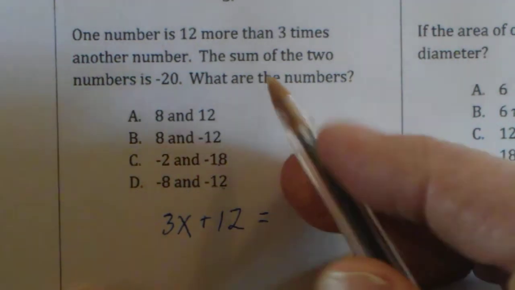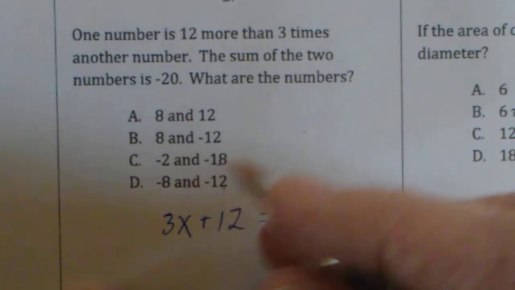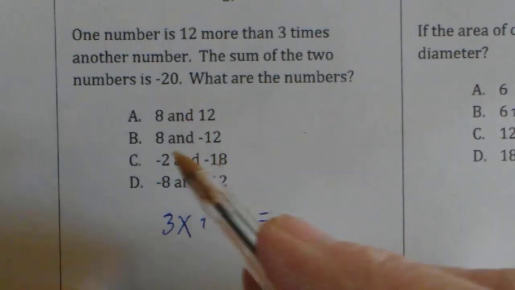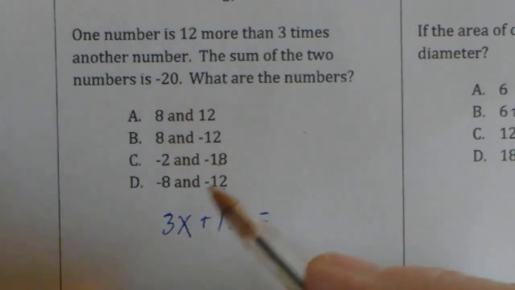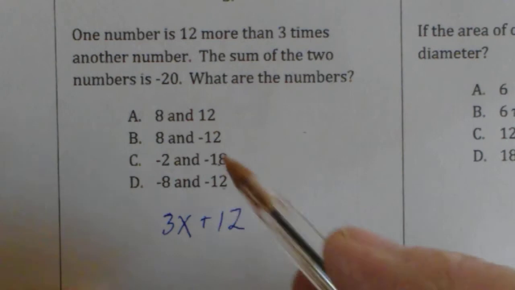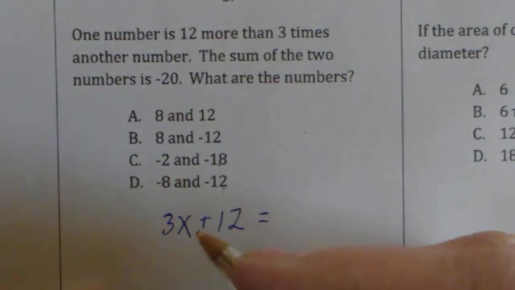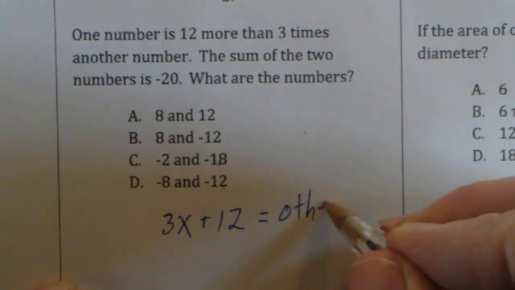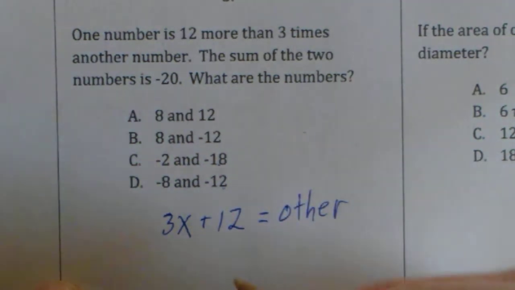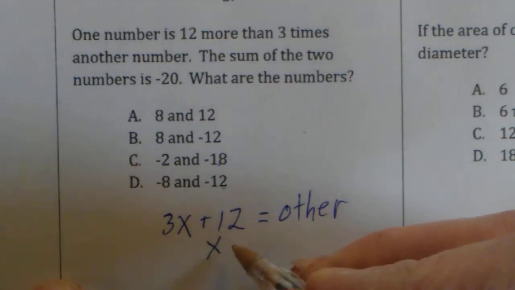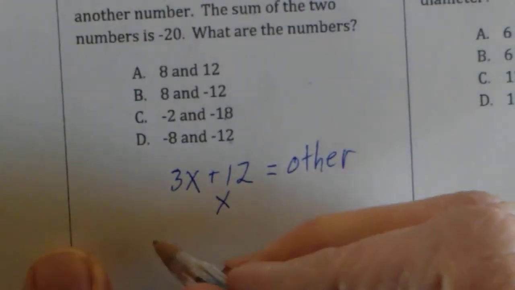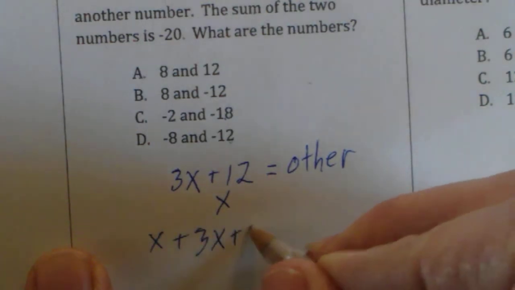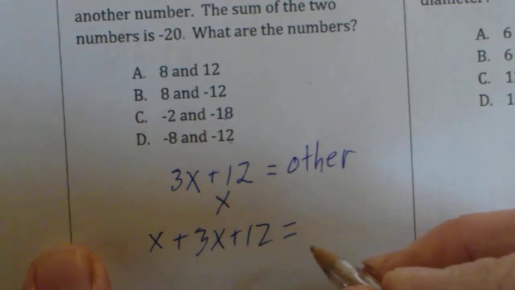And the sum of the two numbers is negative 20. I got to remember that too. Okay, I forgot to do that. Are these all negative? These two aren't even negative 20. So forget those two. It's got to be one of these. Okay, one number is x, the other number is 3x plus 12. And when you add them together, x plus 3x plus 12 is equal to minus 20.